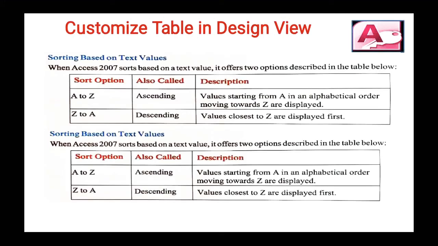Sorting based on text values. MS Access sorts based on text values. It offers two options, A to Z and Z to A. A to Z: values from A in an alphabetical order moving towards Z are displayed. Z to A: values closest to Z are displayed first.